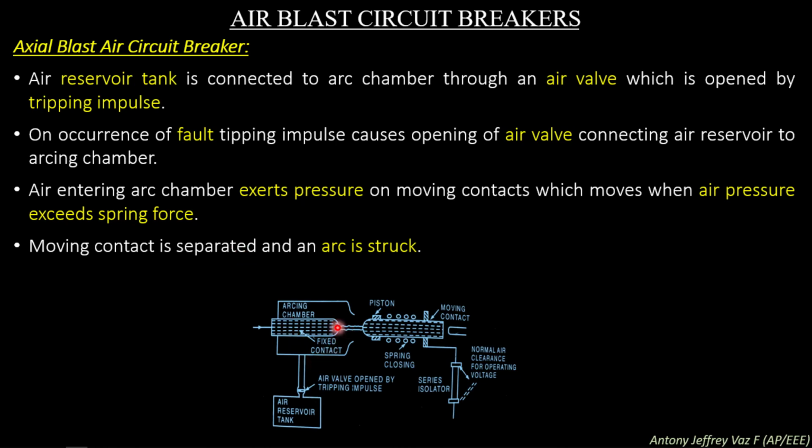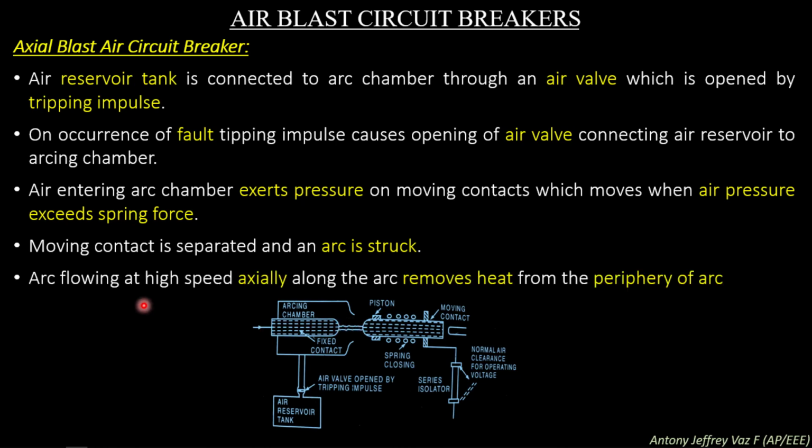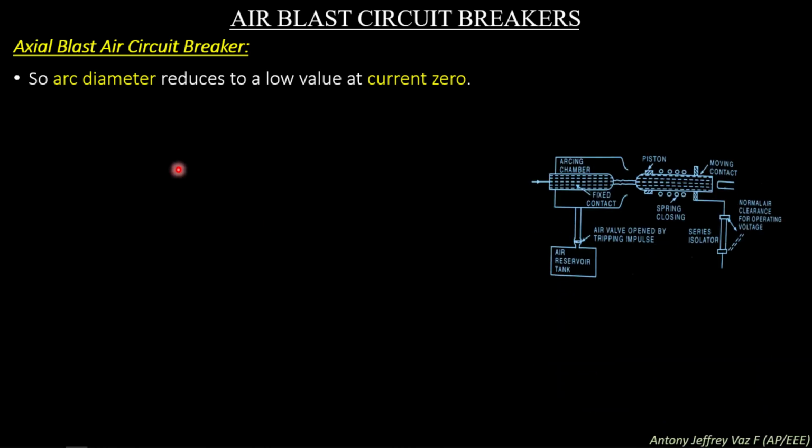Since the moving contact is separated from the fixed contacts, the arc is struck at this position. Air flowing at high speed axially along the arc removes heat from the periphery of the arc. So, the air which is compressed in the reservoir tanks flows through this position and removes the heat from the periphery of the arc. So, the arc diameter reduces to a low value at current 0.